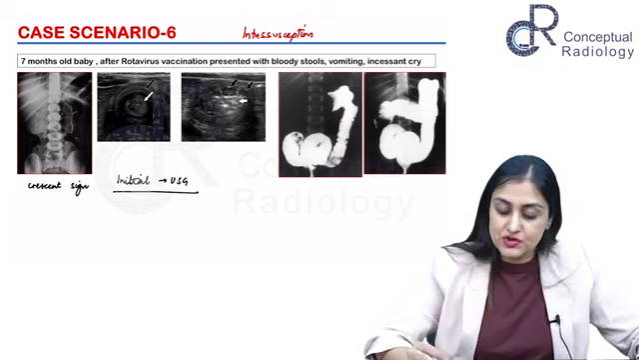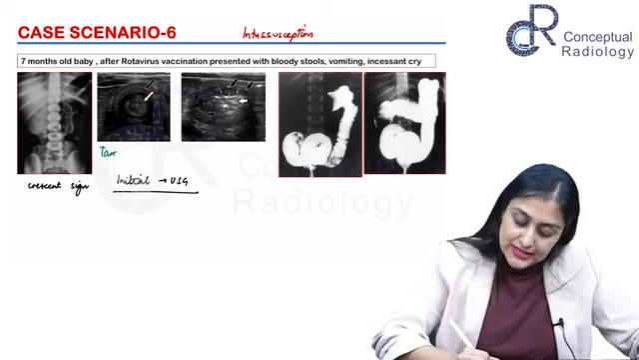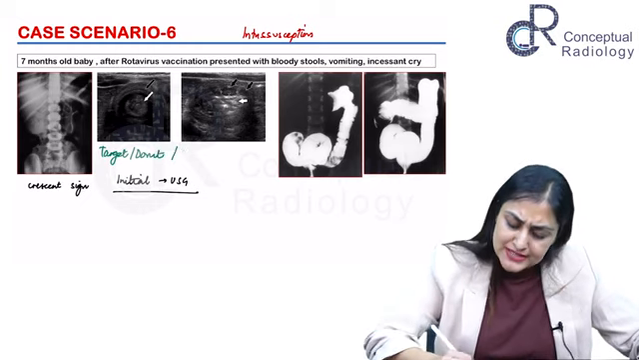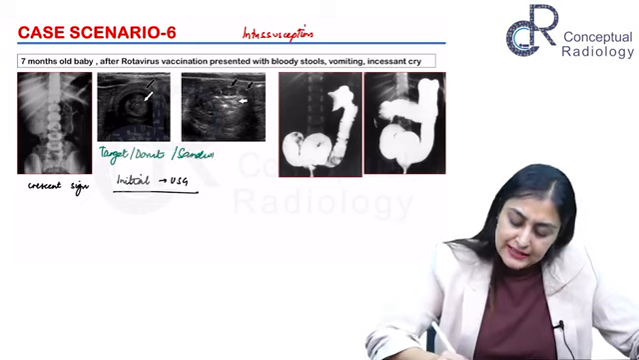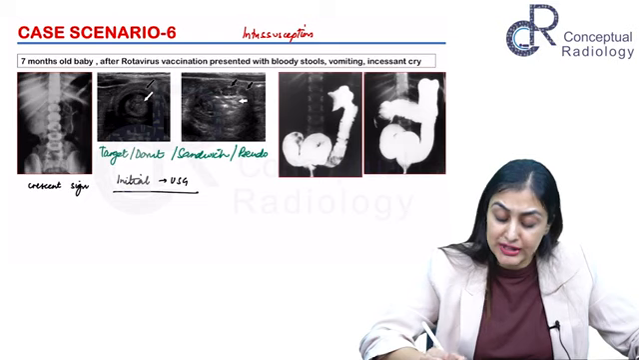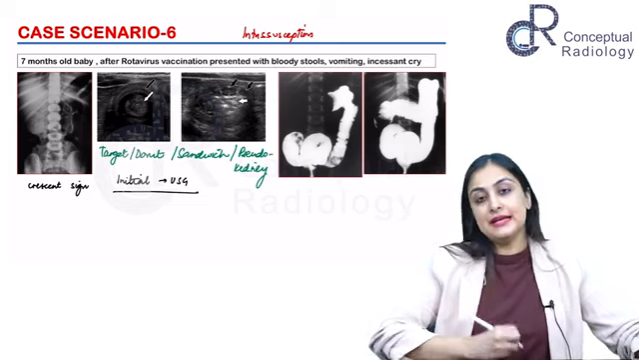This is very, very important. There are various names. It can be called the target sign or the donut sign, also called the sandwich sign. On the sagittal view, it has been likened to a kidney: hyperechoic medulla and hyperechoic cortex make it look like a kidney. So this is the pseudo kidney sign.